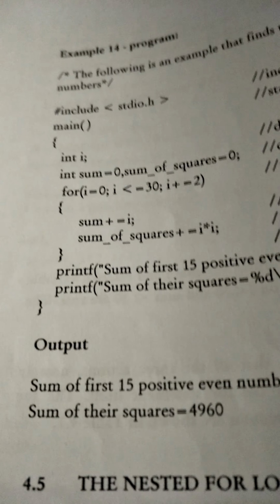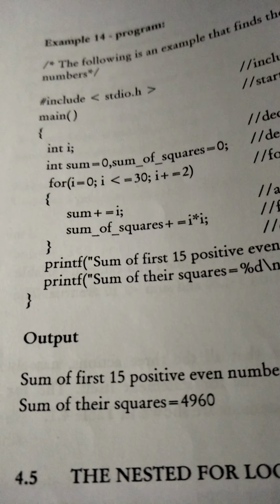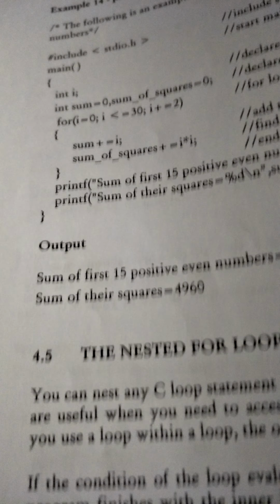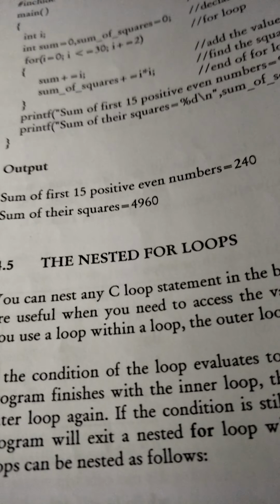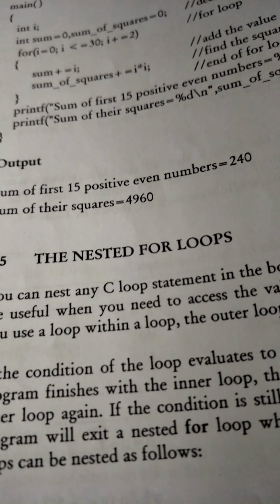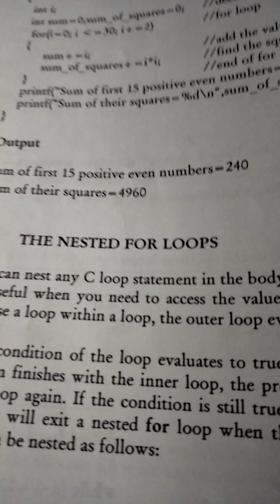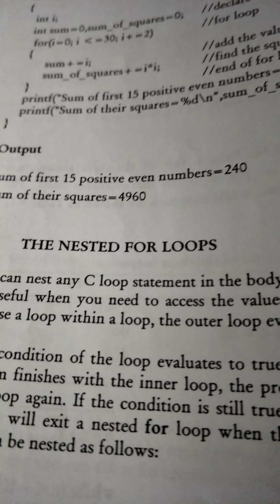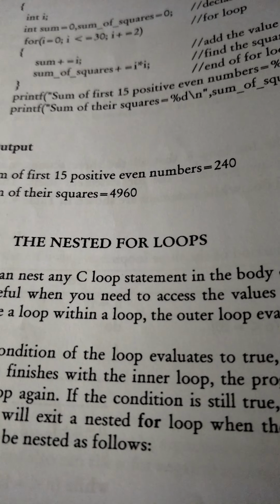Alright, so that's it for the for loops. Now we also have what we call nested for loops. What does nested mean? Nested means we have loops inside loops inside loops. Look at this general form of loops.